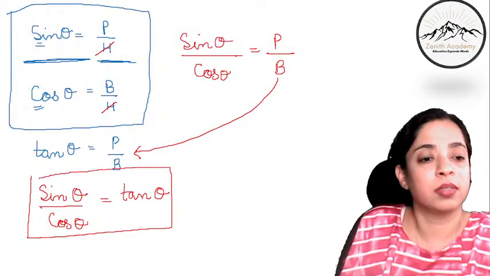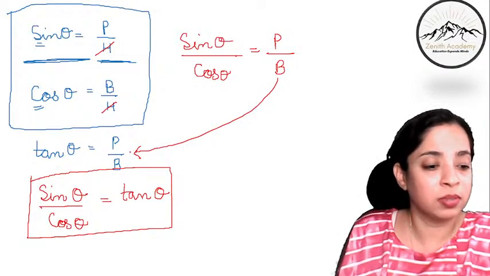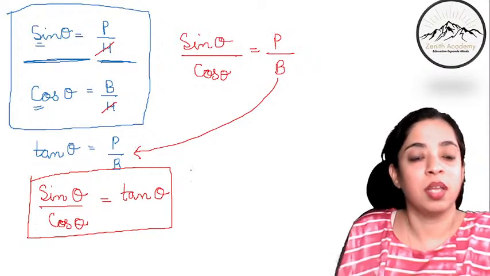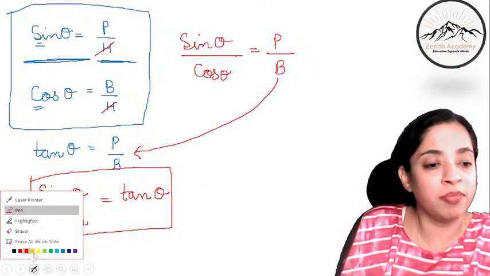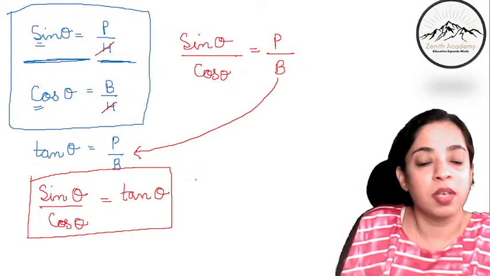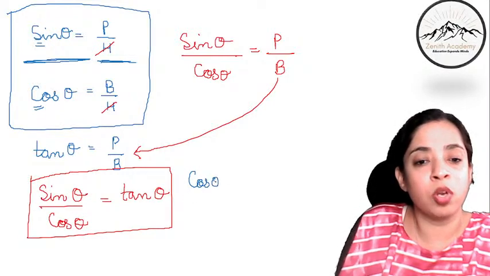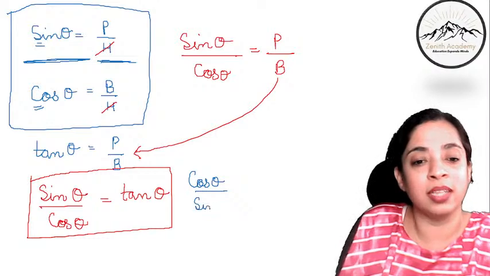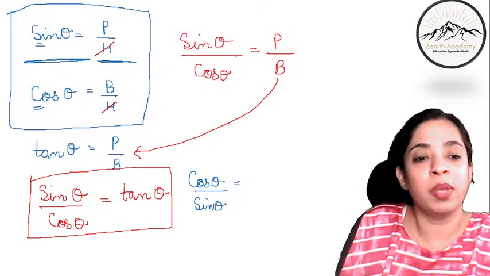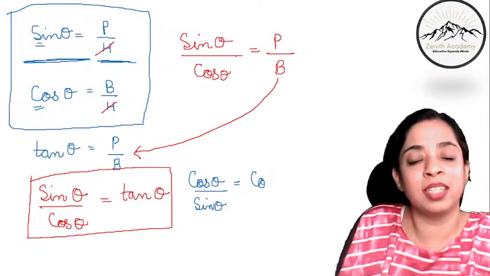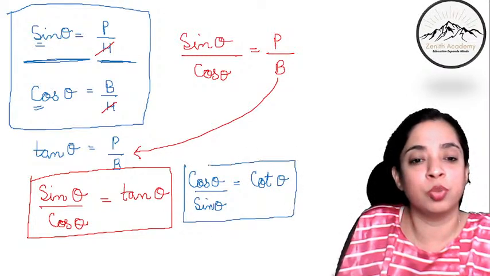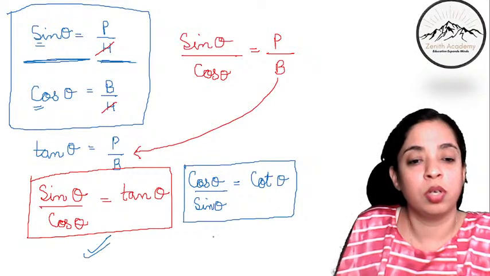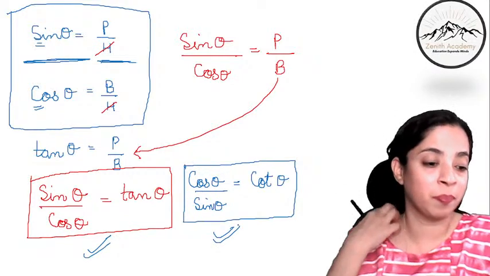Correct? Now, what will happen if I take the reciprocal of it? Cos theta by sine theta. So it will become 1 by tan theta, and 1 by tan theta is nothing but cot theta. So you should know these two very well. Is that clear?